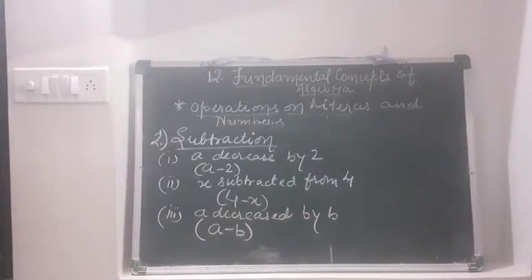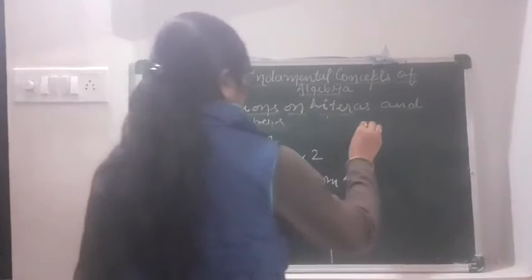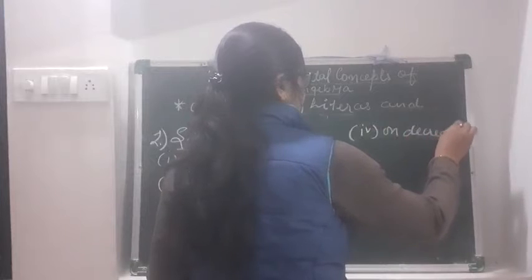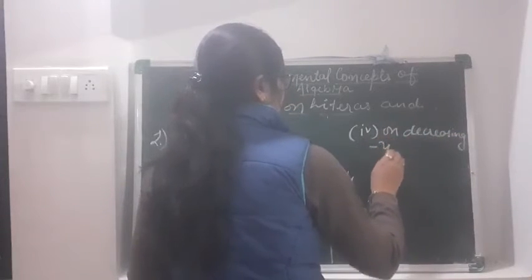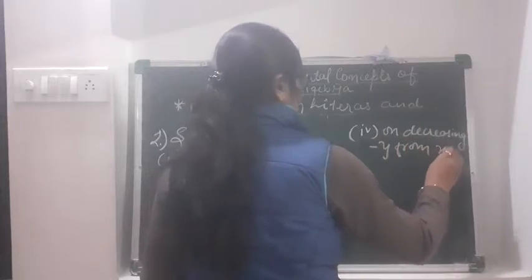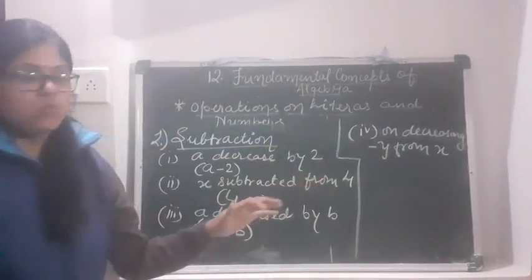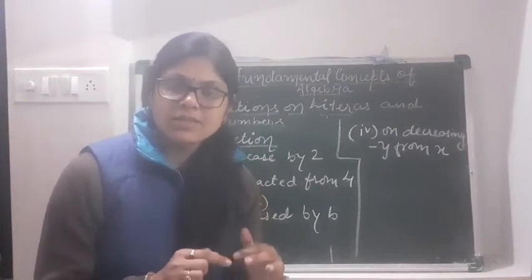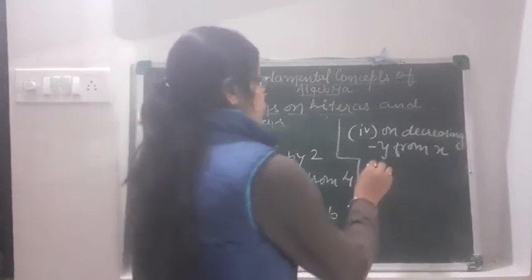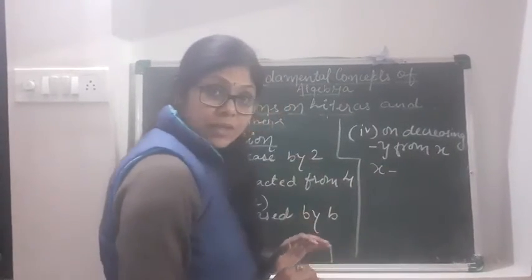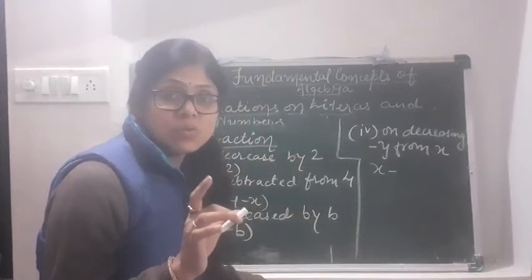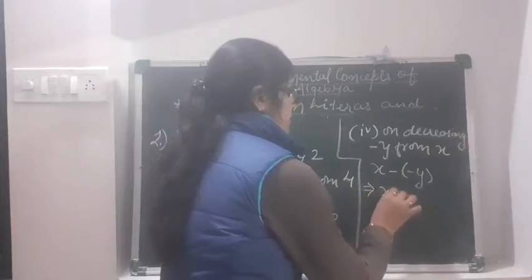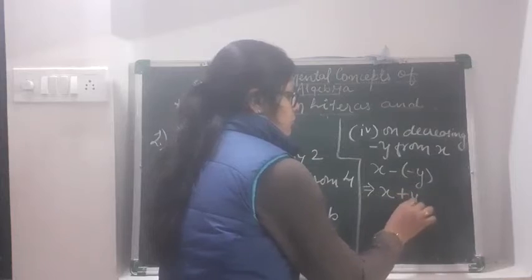Or if it is given, and this is important, on decreasing minus y from x. This is very important. Here only you get confused. On decreasing minus y from x means x में से minus y को subtract करना है. So x minus, and what is the number here? Minus y. We will keep it in bracket. This implies x minus into minus plus. This will be the answer.